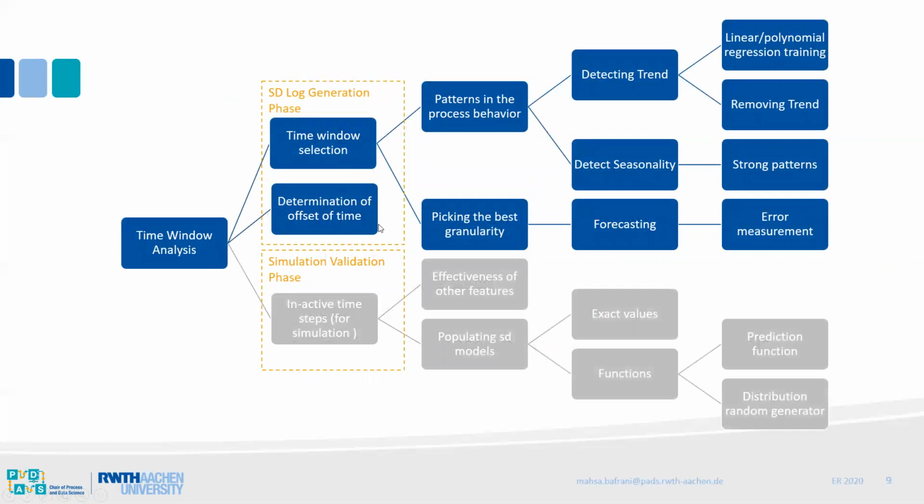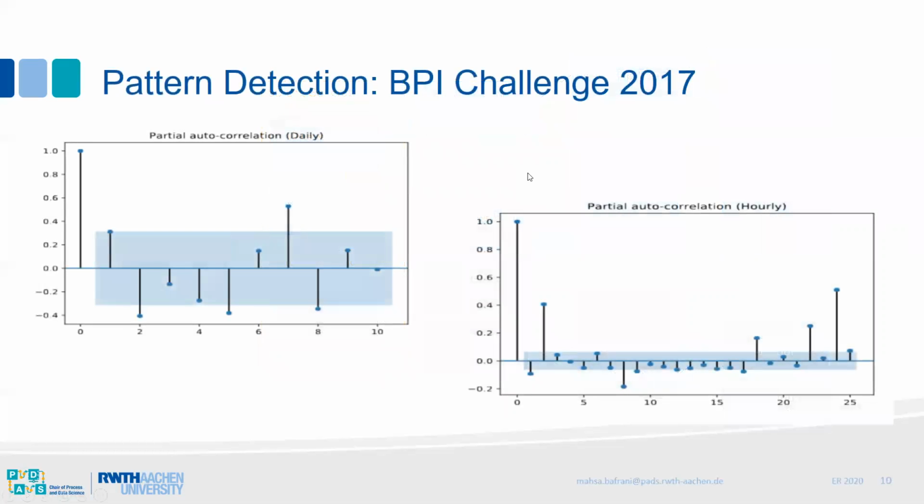The most important part of this work focuses on the top level of this figure, as you can see. We have time window selection, and for pattern detection, we have to detect the trends and remove them. We use several techniques here, and we also have to detect seasonality and the strong pattern out of this seasonality. Then we pick the best time window, and then we use the forecasting, and the error measurement will tell us about the quality of our time window.